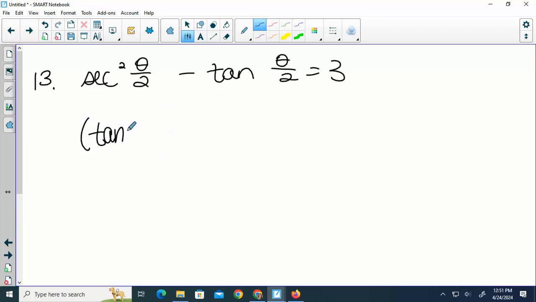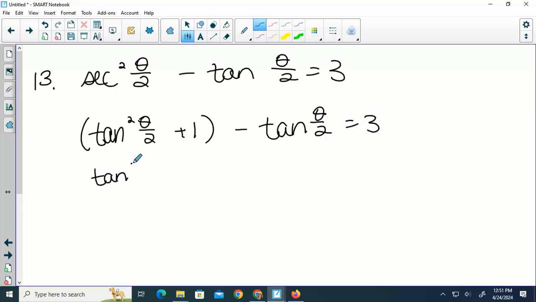And when you do that, the angle stays the same. So this is tangent squared theta over 2 plus 1. So now I'm going to rewrite it. I'm going to put my tangent squared first, and my tangent. If I subtract over my 3. So now we have something squared, something to the first, and we have a constant.